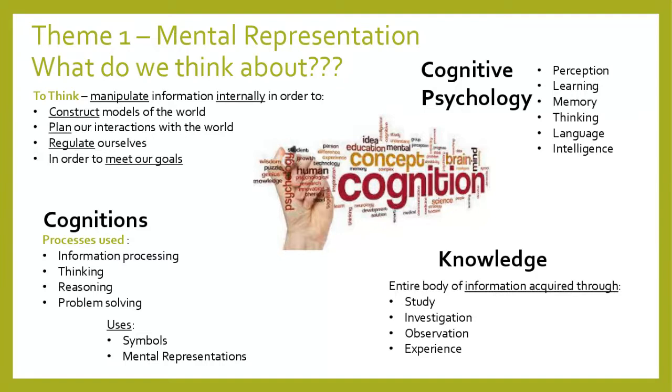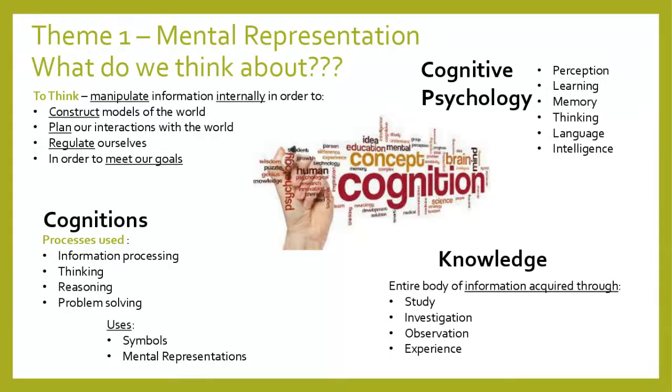So by manipulating the information internally, we construct models of the world in our thinking about how the world is around us. It's about how we construct those models. We plan our interactions, so it's about planning. We regulate ourselves in terms of that information in order to reach our goals. So that's what thinking is about. And thinking in terms of cognitive psychology deals with things like perception, learning, memory, thinking, language, and intelligence. There's quite a lot of concepts in there that fall under thinking and cognitive psychology.